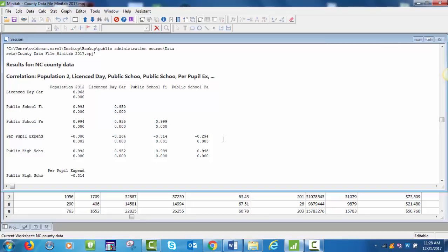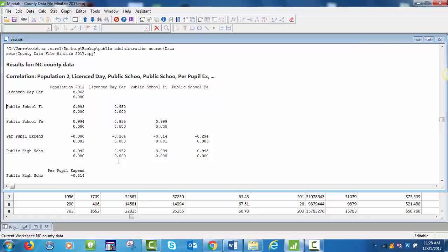And then of the remaining variables, I notice that population is highly correlated with all variables. And that might be related to the fact that when we look at licensed daycare facilities and the public school finances, the faculty, and the graduates, those are directly related to population. And we might want to think about standardization of those variables so that we can compare counties with large populations with counties with small populations.